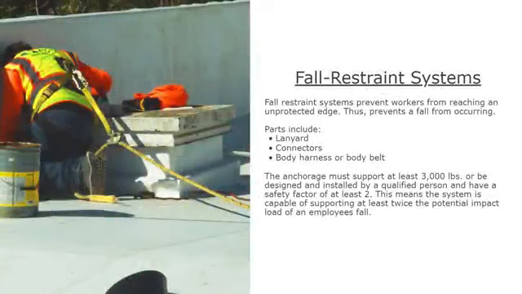Fall restraint systems. Fall restraint systems prevent workers from reaching an unprotected edge, thus preventing a fall from occurring. Parts include lanyard, connectors, and body harness or body belt. The anchorage must support at least 3,000 pounds or be designed and installed by a qualified person and have a safety factor of at least 2. This means the system is capable of supporting at least twice the potential impact load of an employee's fall.